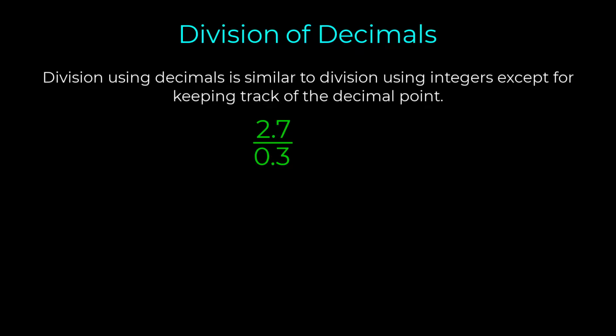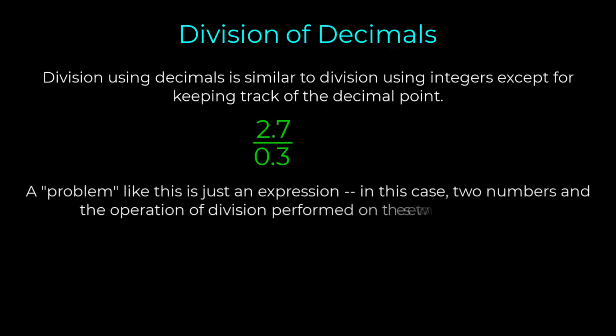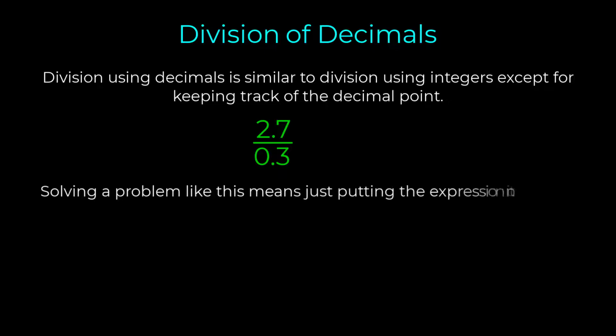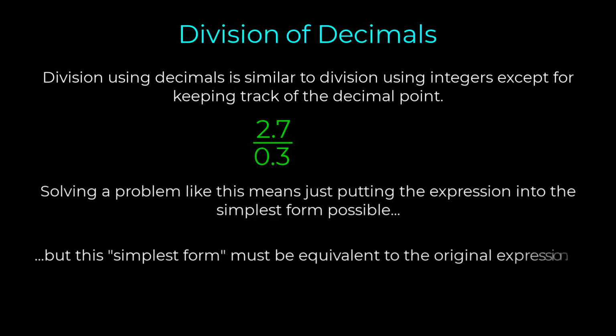Here comes the more esoteric part. A problem like this is just an expression. In this case, our expression is two numbers and the operation of division which is being performed on these two numbers. When I solve a problem like this, all I am doing is putting the expression into the simplest form possible. But this simplest form must be equivalent to the original expression that I defined.